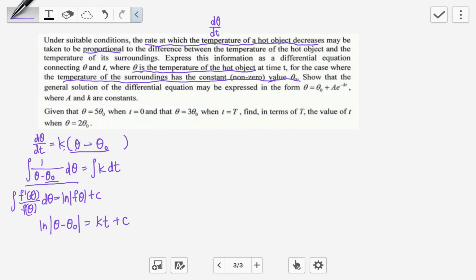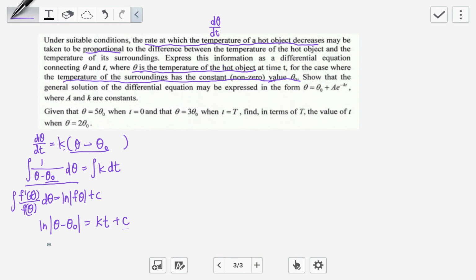plus C. A question students sometimes ask is why there isn't a C on this side. The C on this side can be combined with the C on the other side to form a single constant C. So we don't have to write two C's, because we don't know the value of this C. This C can be the sum of the constants on both sides, or the subtraction of the constants on both sides.